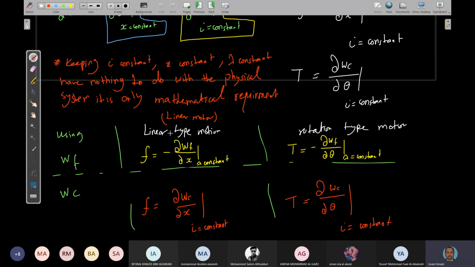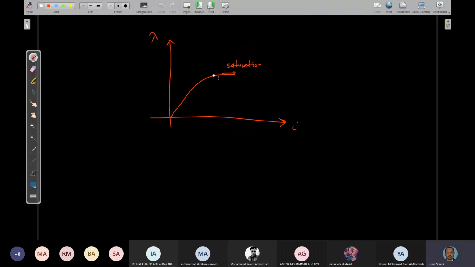So here, linear-type motion means linear motor, and this is the rotary type machine. Which one to use depends on simplicity. Sometimes it's simpler to use the field energy, and sometimes it's simpler to use the coenergy in order to calculate the torque. For that, I will give an example here.